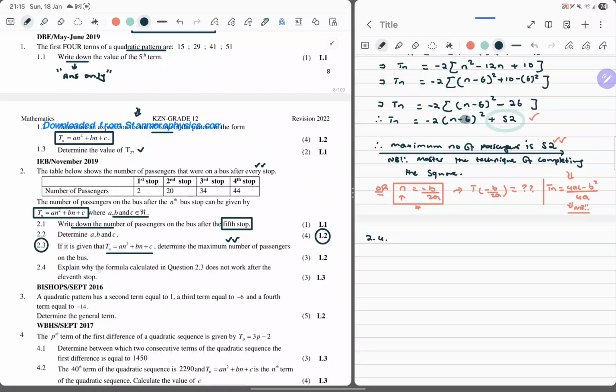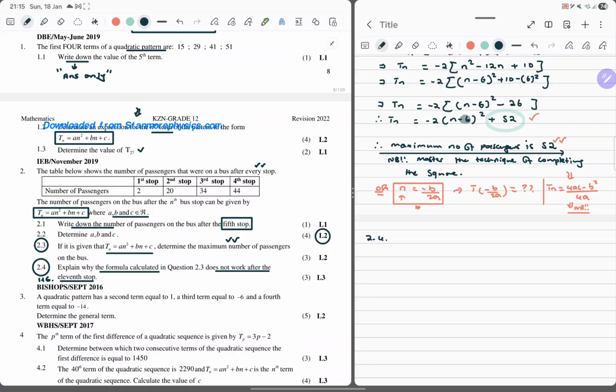2.4 says explain why the formula calculated in question 2.3 does not work after the 11th stop. So what happens after the 11th stop? As you can see, this is a higher grade question, and essentially you cannot answer without knowing what's going on. Now students, I don't know what you would want to say there, but here's how you look at this. You first find out what is the value of T11.